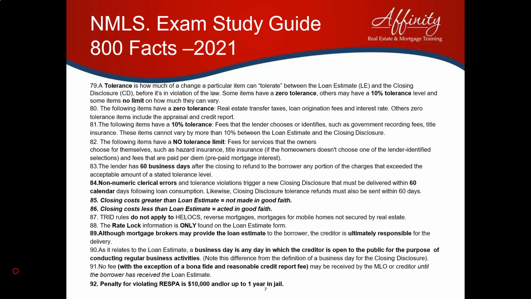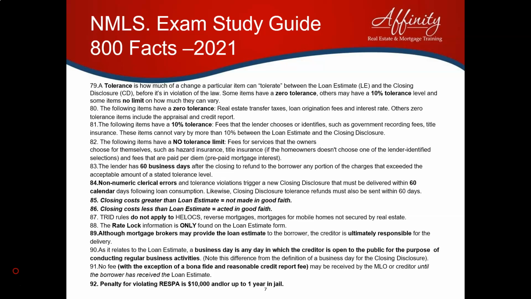The following items have a no tolerance limit: fees for services that the owners choose for themselves, such as hazard insurance, title insurance, if the homeowner doesn't choose one of the lender-identified selections, and fees that are paid per diem, prepaid mortgage interest. The lender has 60 business days after the closing to refund to the borrower any portion of the charges that exceeded the acceptable amount of a stated tolerance level.